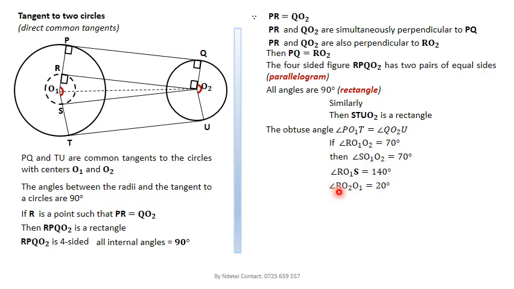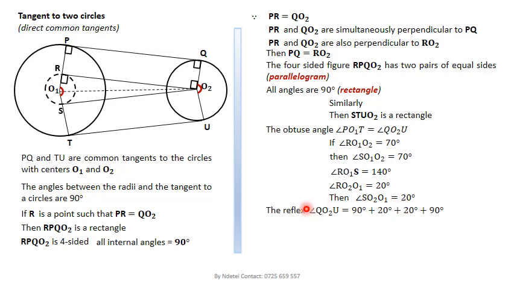Now that means that RO2O1 is 20. That means we have an angle of 90 at point R, and an angle of 70 at the point O1. That means the angle in that triangle, that is the angle at O2, O1O2R, must be 20 degrees. Similarly, SO2O1 should be 20 for the same reason.